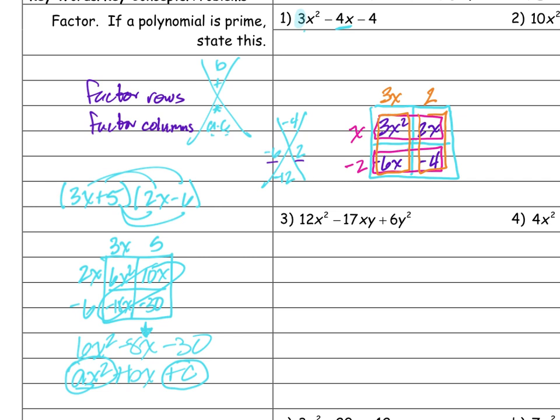And if you need, you can check yourself, because we know the inside of the box is correct. I can just check by multiplying to make sure everything's correct. X times 3x is 3x squared. X times 2 is 2x. 3x times negative 2 is negative 6x. Negative 2 times 2 is negative 4. Okay?